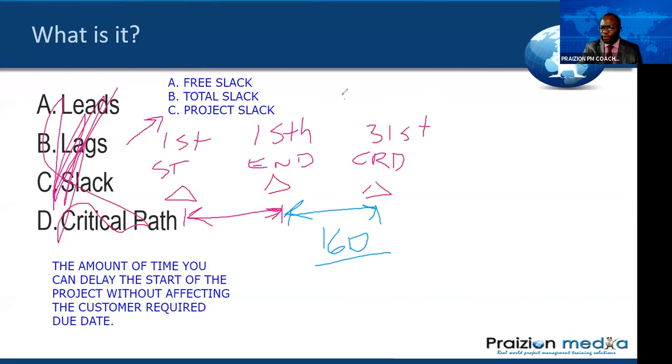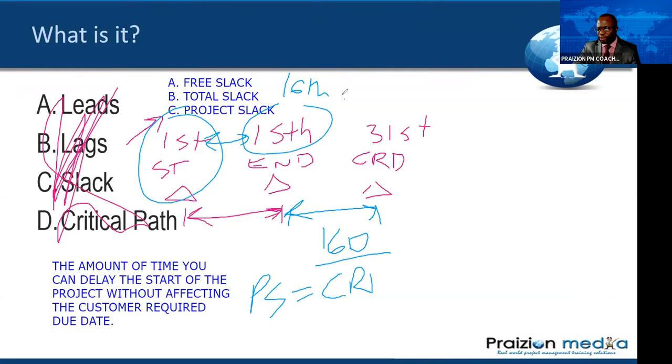In other words, if you delayed this out 16 days, you would still be able to hit the target, because we're looking at the amount of time between this and this. Okay, you would still be able to get that done if you started on the 16th. You would be able to end on the 31st still. So that is how you calculate it. The way you calculate project slack is equal to the customer required due date minus the project end date. Okay, just keep that in mind. You never know where you may bump into that one. Okay, not in the PMBOK guide, but definitely worthy of notice.